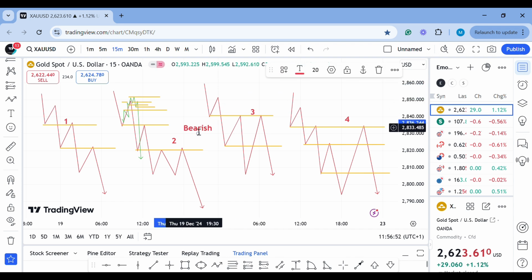Now let's go to the chart where we can possibly find them, then mark them out, which is the first wave pattern, the second wave pattern, the third wave pattern, and the fourth wave pattern. Let's go to the chart. This is the chart.